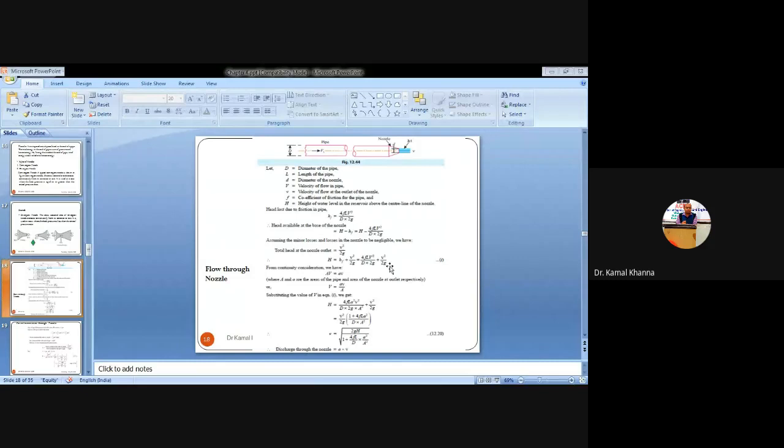We are considering small a as the area of the converging nozzle at the exit point, and capital A is the area of the pipe. Small v is the velocity of the fluid flowing through the nozzle, and capital V is the velocity of the fluid flowing in the pipe. So we rearrange A into V is equal to a into v, and solve for the value of capital V.